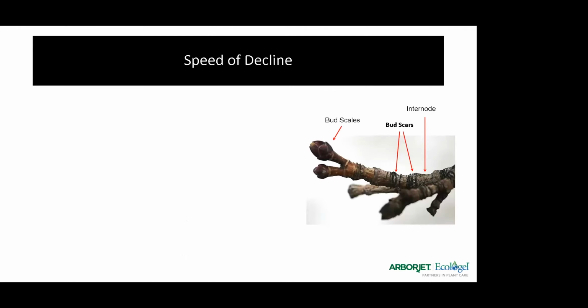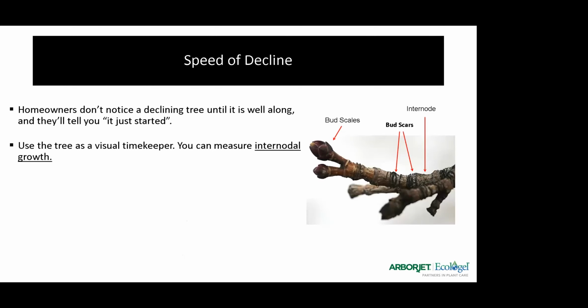So how do we figure out how soon or how long it's been going on? Because speed of decline is pretty important in diagnosing whether you've got a long-term problem or a short one, something that's just suddenly started happening or something that's been progressing for quite some time.